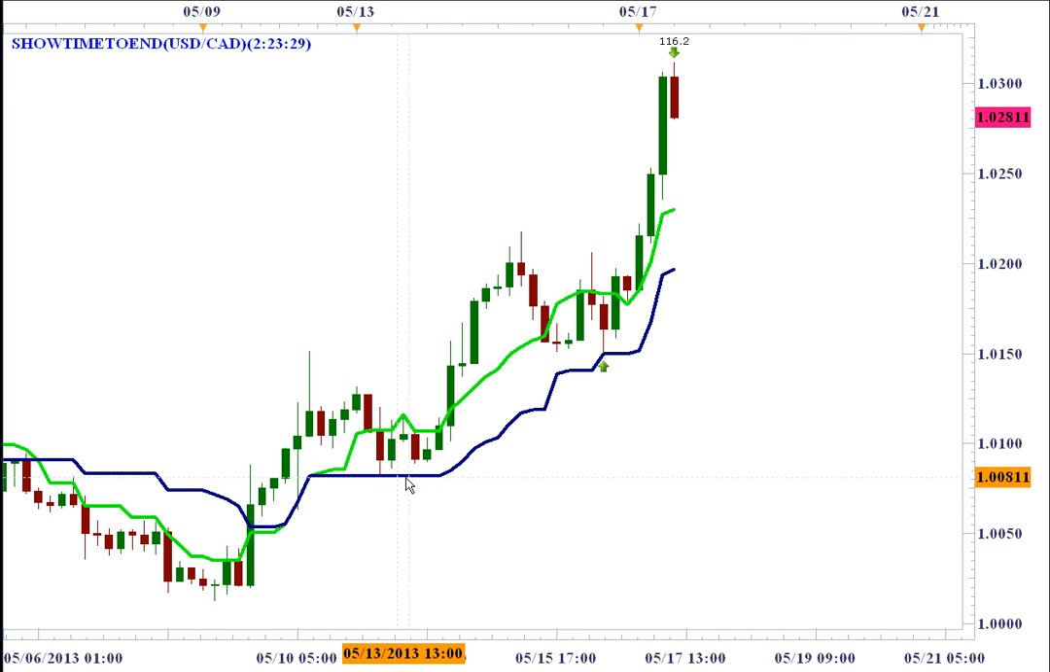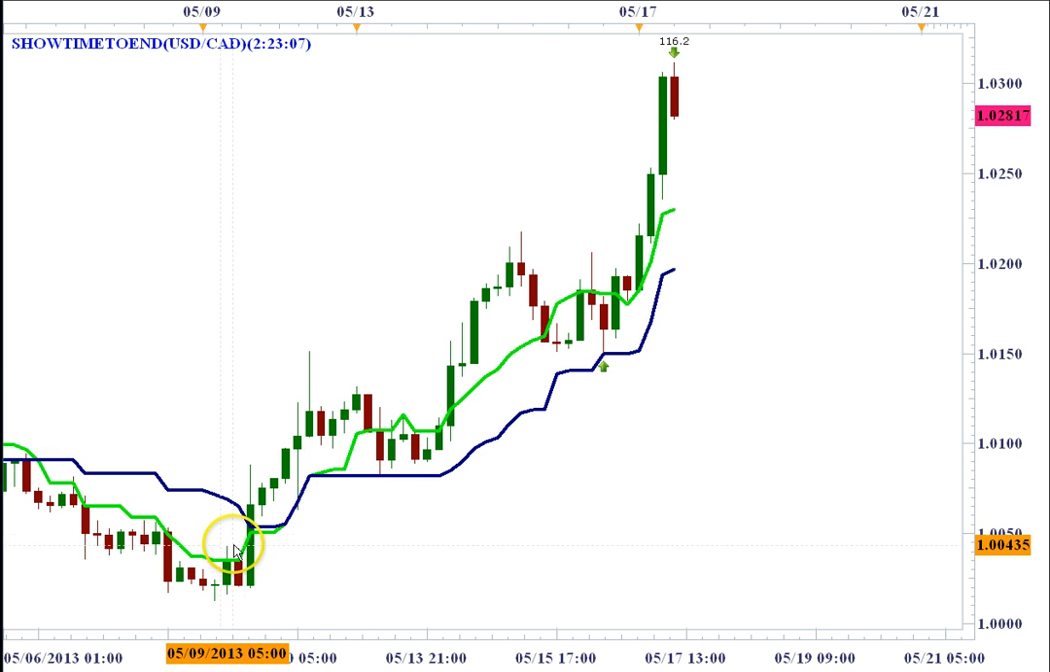So the Kijun-sen measures your medium term price momentum, and your Tenkan-sen measures your short term price momentum. Okay, so that's just the difference with those two. Now you can see the Kijun-sen also acts as a good level of support. So therefore, we use it as stop losses and change the trend.